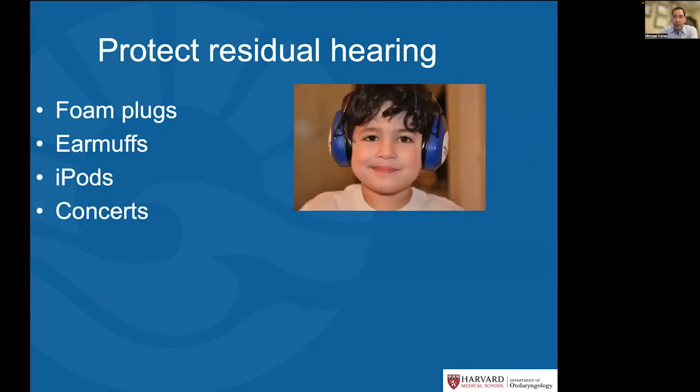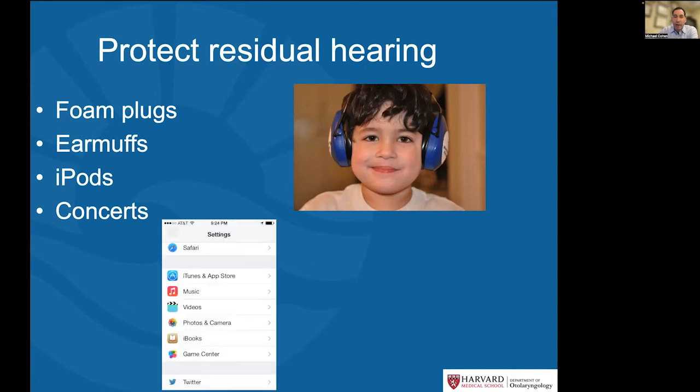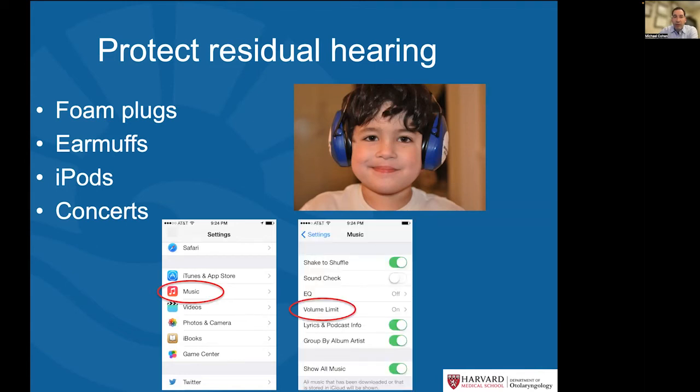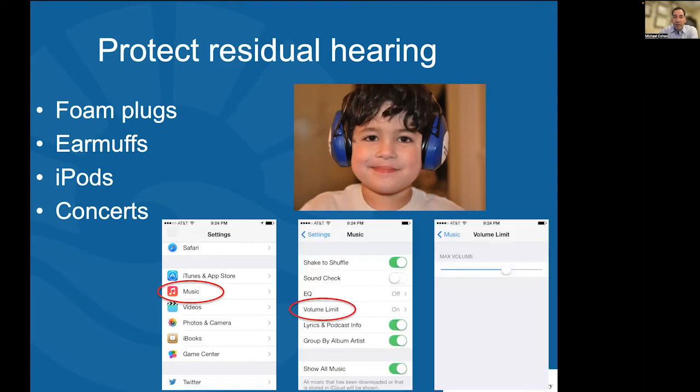I also always recommend for children with hearing loss to protect residual hearing. So in noisy environments, we want to wear either earplugs or earmuffs to protect from loud ambient noise, and also protecting from personal listening devices. iOS lets you set volume limits. If you go into music, you can set a limit on your personal listening device and prevent the ears getting blasted from too much loud noise.